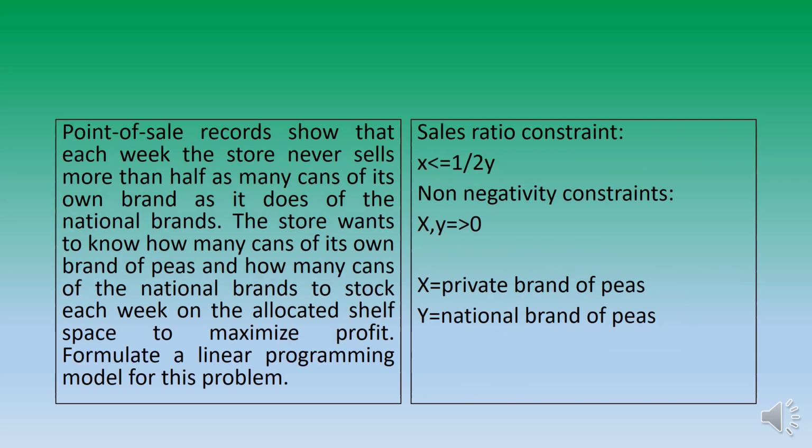Let's move ahead. Point of sale records show that, at each point of sale, the record is made where the customer pays and gets whatever product he wants. So at the point of transaction, the records are managed. The point of sale records show that each week the store never sells more than half as many cans of its own brand as it does of the national brands.